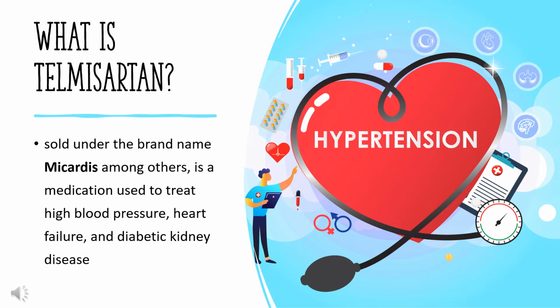What is telmisartan? Telmisartan, sold under the brand name Micardis among others, is a medication used to treat high blood pressure, heart failure, and diabetic kidney disease. It is a reasonable initial treatment for high blood pressure. Versions are available as the combination telmisartan/hydrochlorothiazide, telmisartan/cilnidipine, and telmisartan/amlodipine.